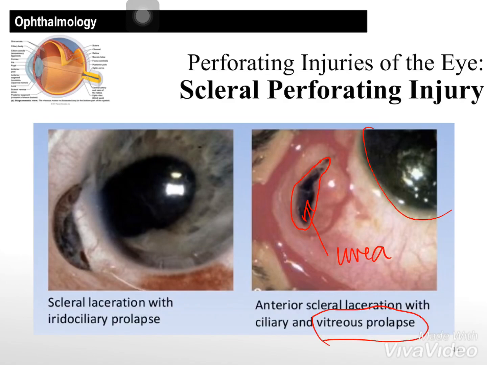Another picture on the left is a limbal scleral laceration. No, this is the limbus, and this is the scleral part of the laceration. Okay, and you see iris prolapse. The iris is continuous to this one. Okay, so there is a corectopia, no? Irregularly shaped pupil. You have to close this and operate on the eye immediately.